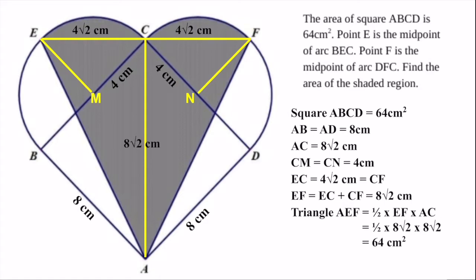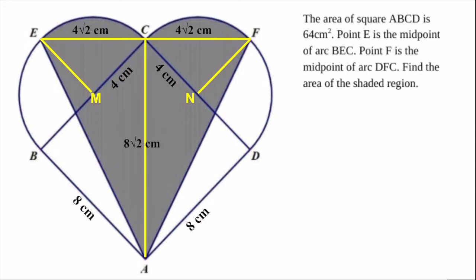The area of the triangle AEF is a half base times height, which is a half EF times AC. That will be a half times 8 root 2 times 8 root 2, and that will give us 64 centimeters squared. Now that we figured out the area of triangle AEF, let's try to figure out the segment EC.